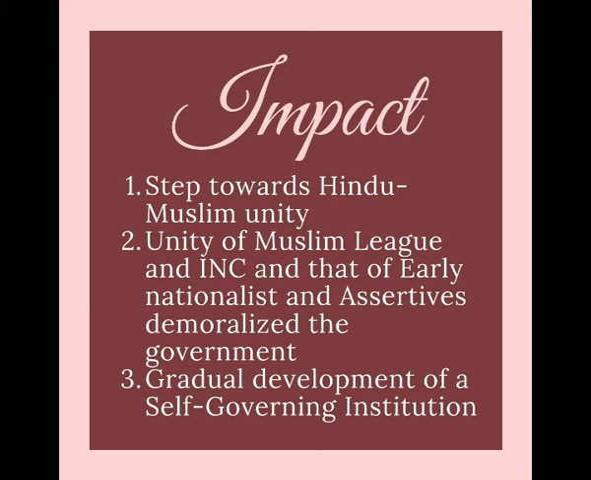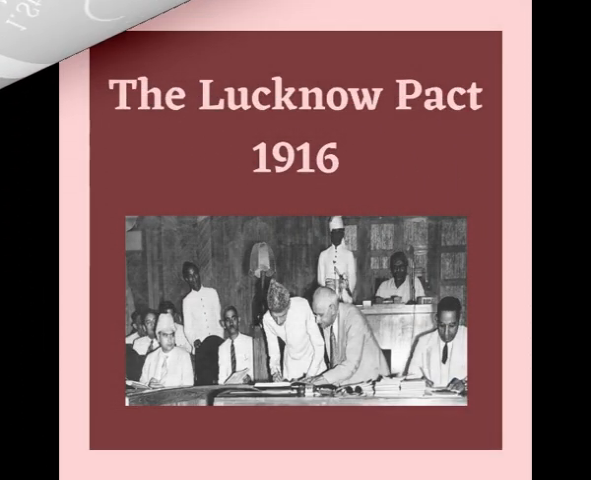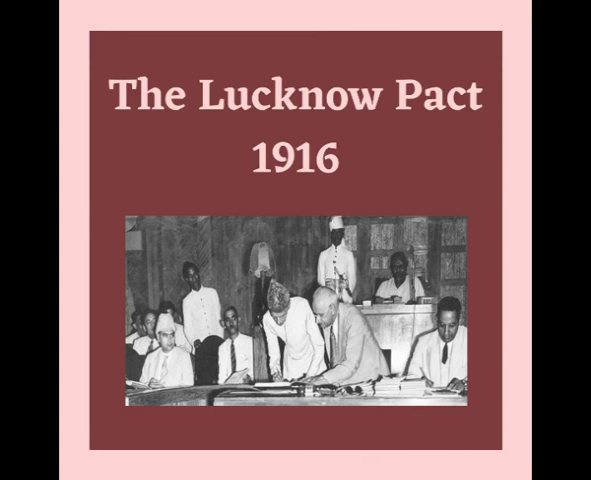And that is how the government made a declaration on August 20, 1917, which is known as the August Declaration. In this declaration, they said that now their policy towards India would be the gradual development of self-governing institutions. So there was at least a degree of success when all these fronts got united and worked as a united political front. So these were the 3 major impacts: Hindu-Muslim unity, unity between INC, Muslim League and early and assertive nationalists, which demoralized the government, and third, gradual development of self-governing institutions.